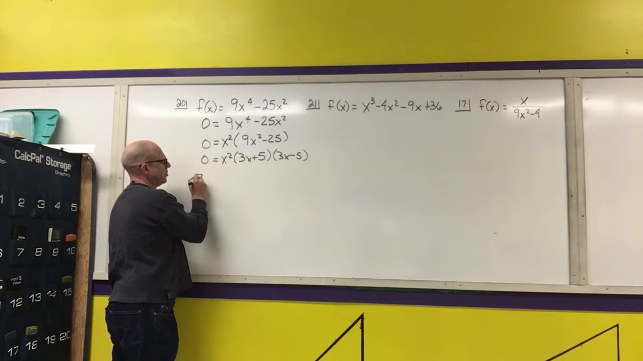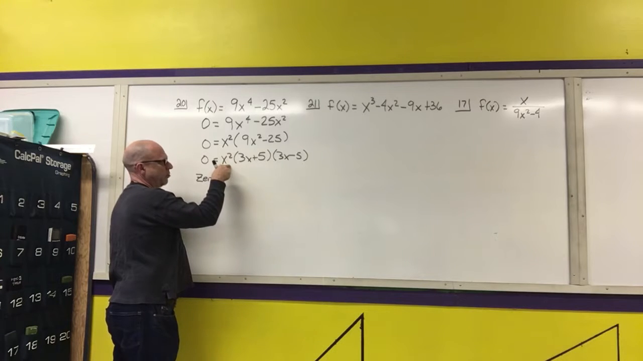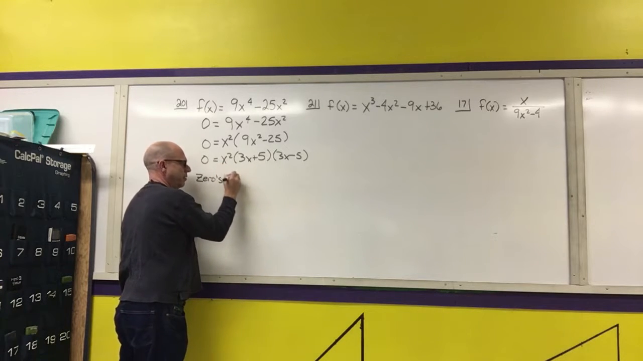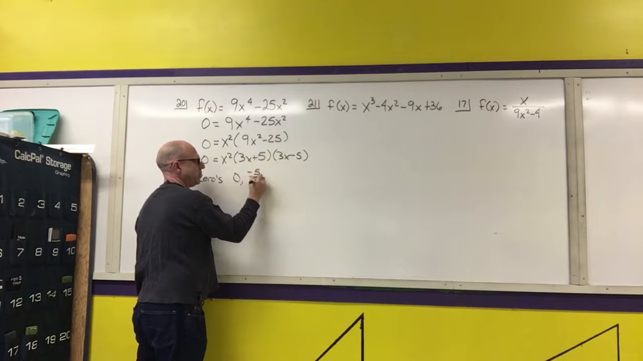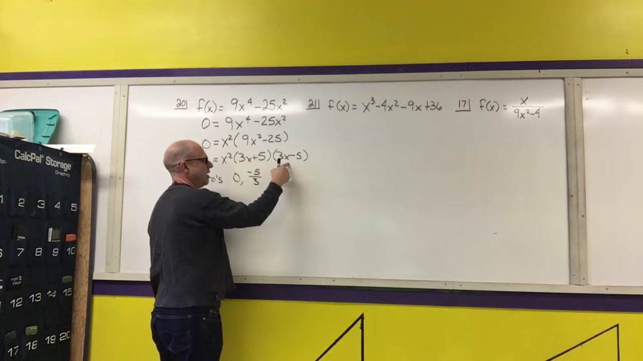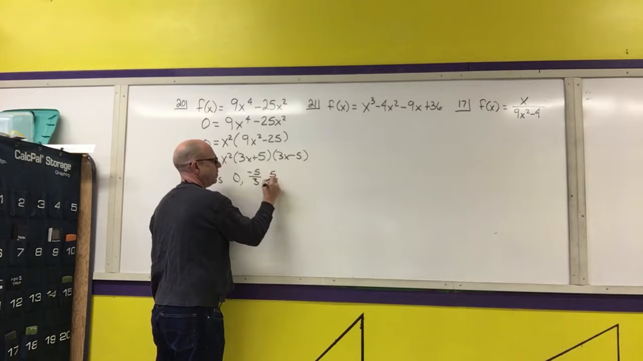So my zeros are at, when x squared equals 0, x is 0. When 3x plus 5 equals 0, I get negative 5/3 for x. And when 3x minus 5 is 0, I get a positive 5/3 for x.